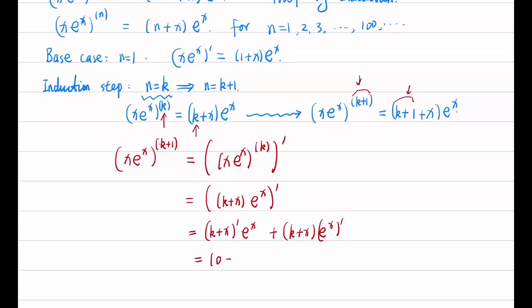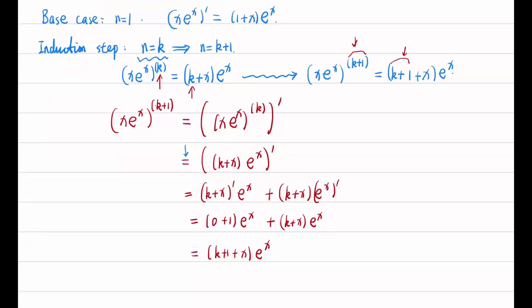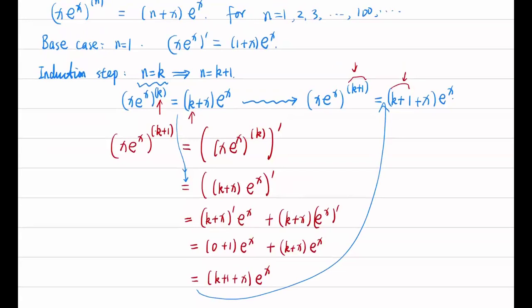Okay, so this will be 0 plus 1, x. Again, last time, just summarize. It will be k plus 1. Okay. So this step is the hypothesis. And the last step is what we want. We finish this induction process from k to k plus 1.